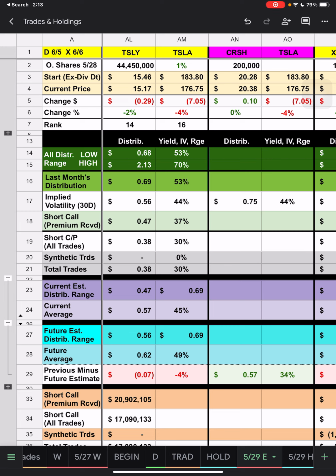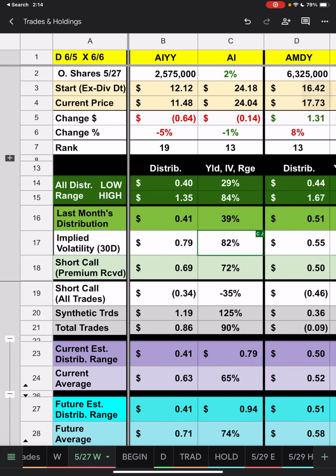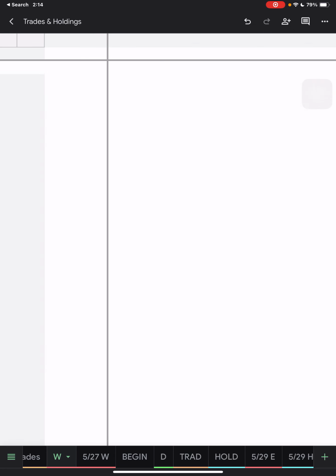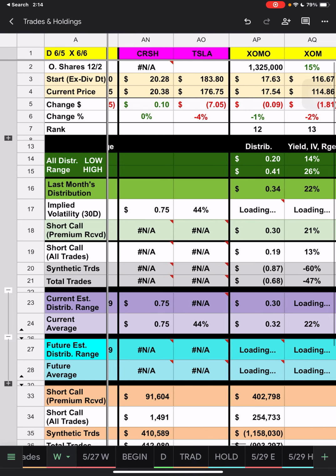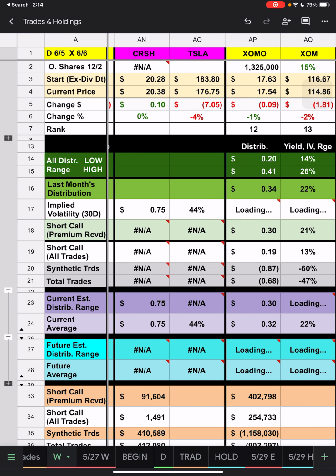And then of course we have the IV percentage for Tesla, which is 44, and if we use that IV with this stock, we would be looking at about 75 cents a share. But of course, this one's only up 10 cents. Oh, look at that. Oh, I'm sorry, that's not the one. I thought it was up, but it's the one that I had on my phone.